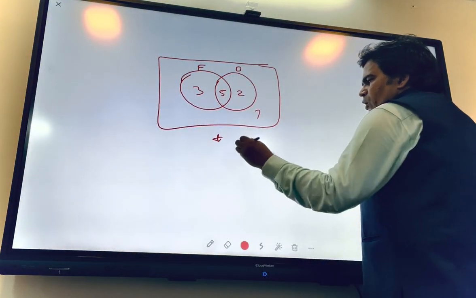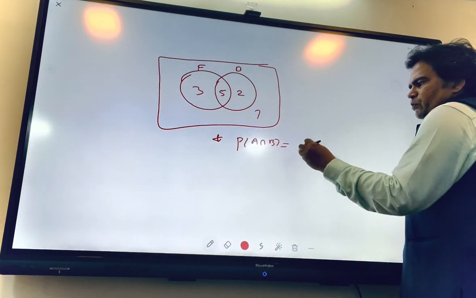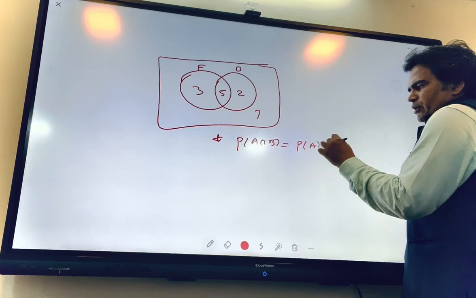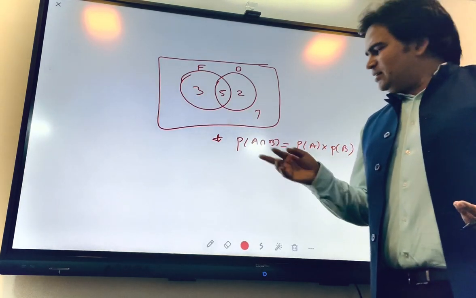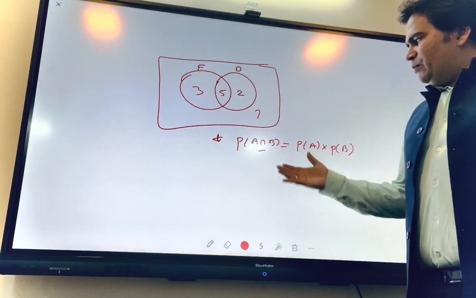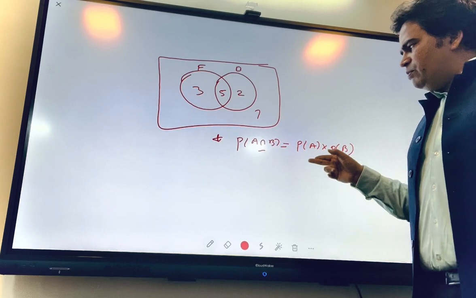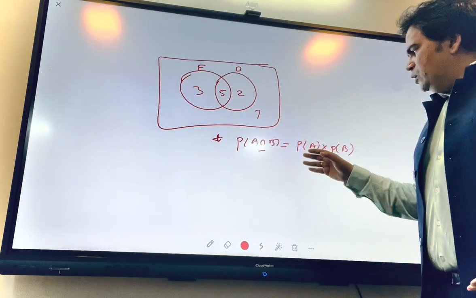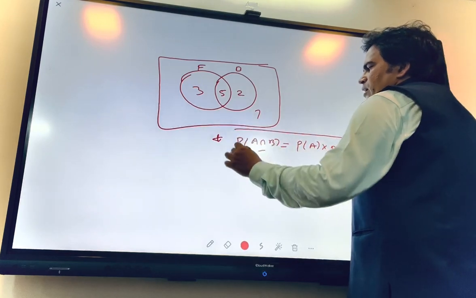So if the probability of A intersection B equals the probability of A times the probability of B, this is the AND condition. If you see, intersection is AND. So if for A and B we find that it equals PA into PB, then we call the events independent events.